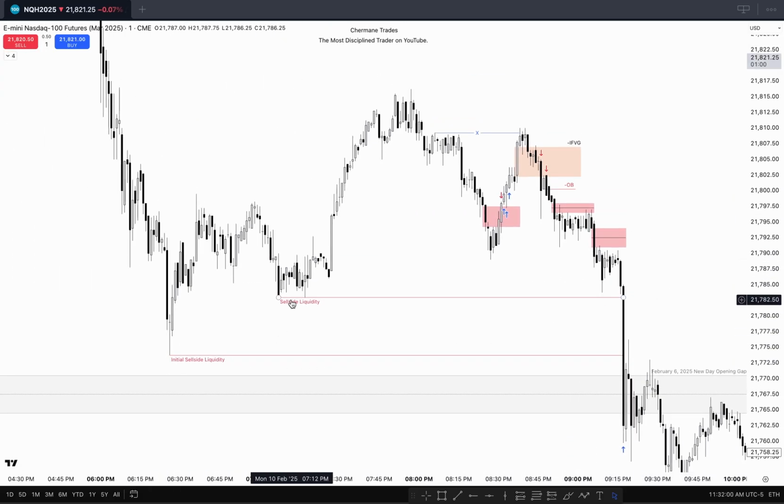Initial sell side, my exit at the high of the new day opening gap, and I insert a short little clip where you see me getting filled on that. It was pretty neat to watch. This move was pretty aggressive, really fast, and that was Asia.